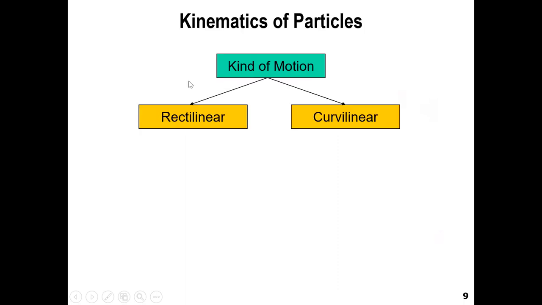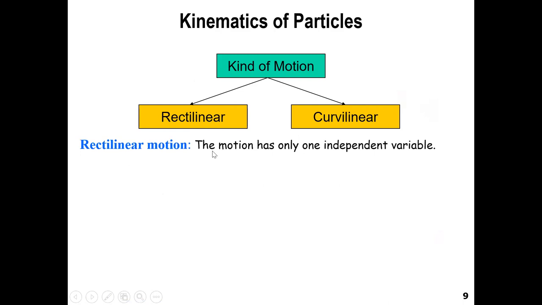So when we talk about particles, the simplest way of motion is rectilinear. Rectilinear motion is, of course, the particle moves on one straight line, and you have only one independent variable to analyze. What it means is this: you have a straight line, you have an origin that you can put anywhere you want, and the distance of the particle from this origin, O, is just a single number.